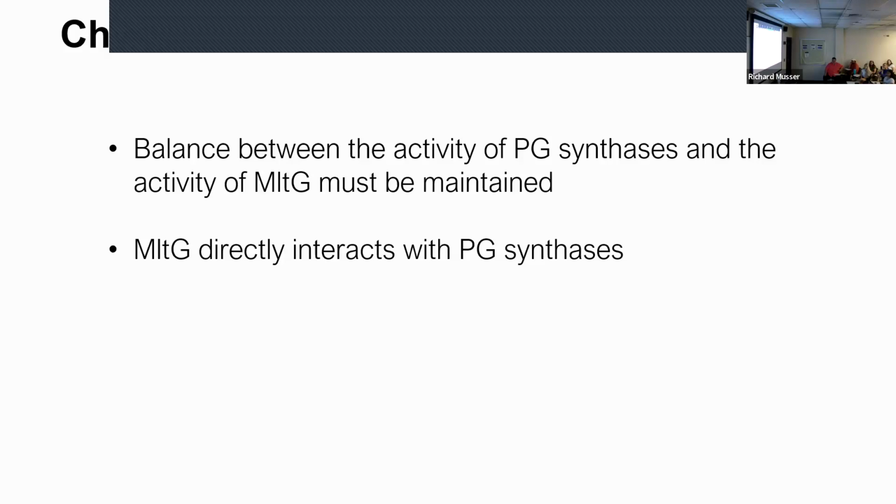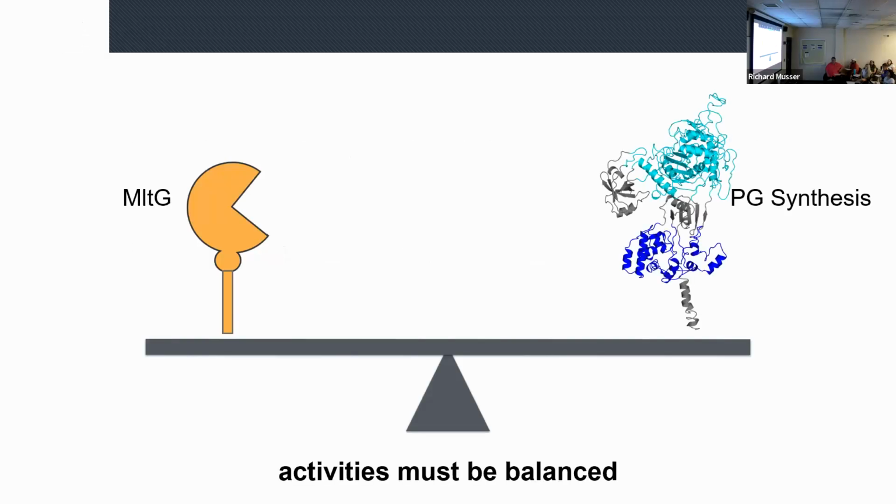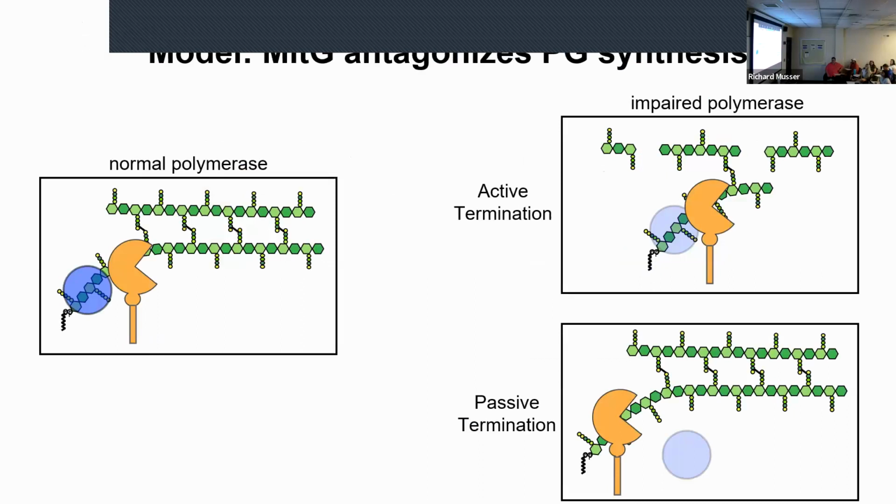And you would expect if MltG is cleaving concurrently with synthesis, it will be in close proximity or even binding directly to that PG synthase. So I set out to test these two and see if they were the case. So, balance. The activities must be balanced. Otherwise, you end up with too short of glycan strands when your polymerase is impaired.